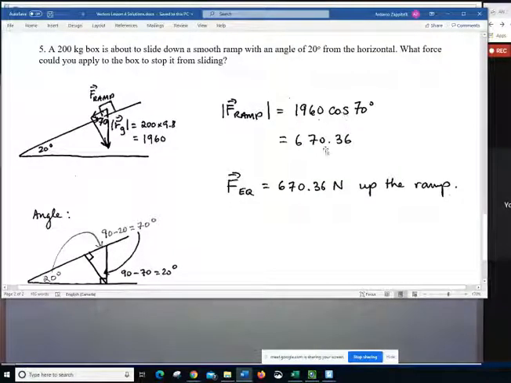I can use cosine. But if I want to stop the box from sliding down, I have to apply the force in the opposite direction. In other words, I'm looking for the equilibrium force. What would I have to push? I'd have to push at a force of 670.36, but going in the direction up the ramp.